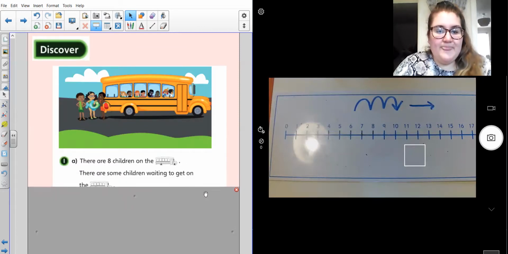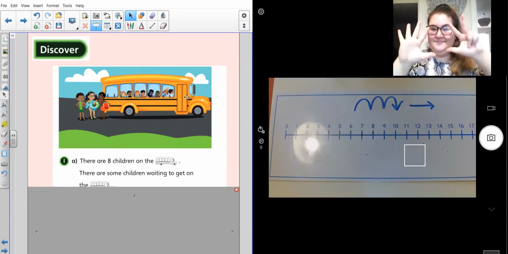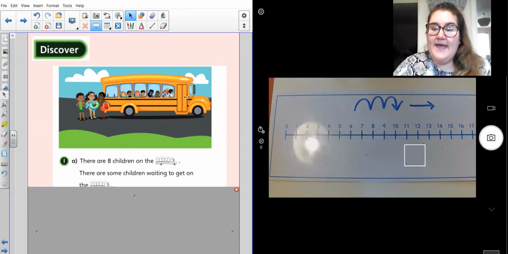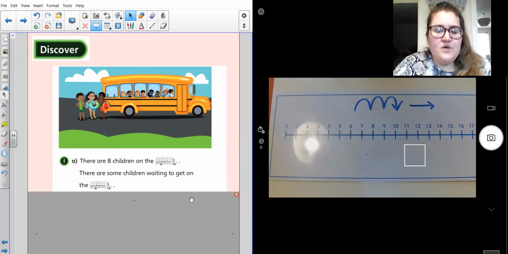Question 1. There are 8 children on the bus. There they are. Look, they're all sitting on the bus and there are 8. Can you show me 8? There we go. You might have showed me it as 4 and 4. You might have showed me it as 6 and 2. There are various different ways. So there are 8 children on the bus.